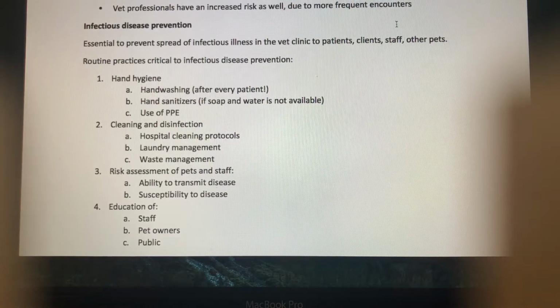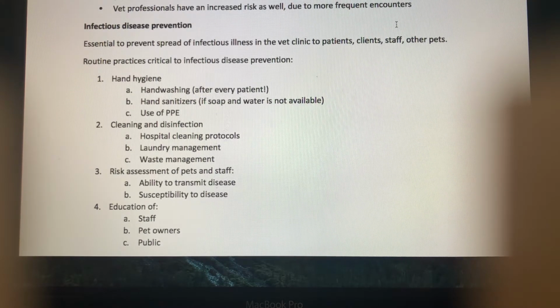There are some routine practices critical to infectious disease prevention. This is just the highlights, and then I'm going to get into these in more detail right after. In terms of hand hygiene, hand washing is absolutely essential, and it should be done after every single patient. It's so ingrained in my head now. I pet my own cat, I get up and I wash my hands.